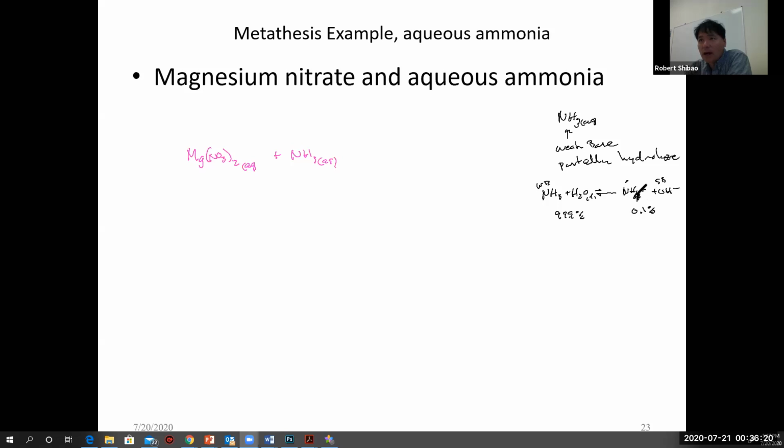And what can happen is these ions can react in a metathesis reaction. And so what I'm going to do here is I'm going to take ammonia plus water. And when I think about ammonia plus water, I imagine it as consisting of ammonium ions and hydroxide ions. Ammonium ions and hydroxide ions.